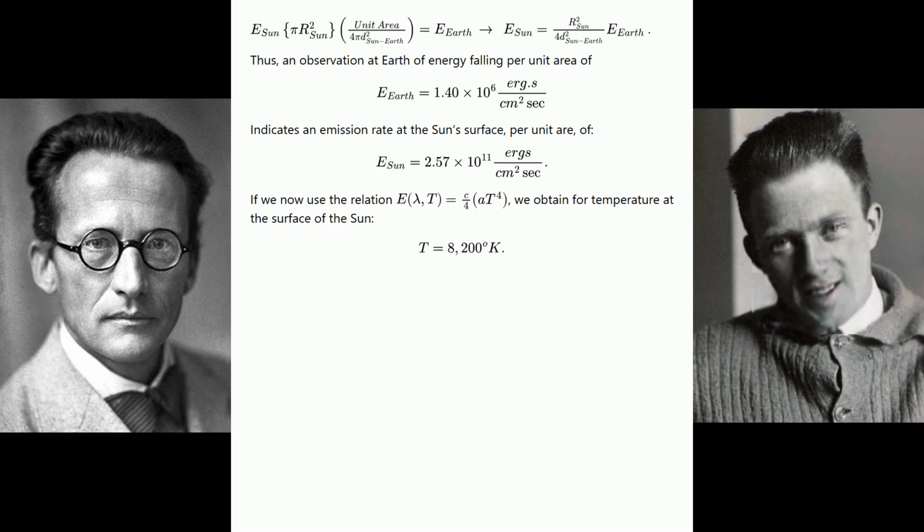Thus, an observation at Earth of energy falling per unit area of, see the next equation, indicates an emission rate at the Sun's surface, per unit area, of, see the equation. If we now use the relation E(λ, T) equals C over 4 times (A T to the 4th power), we obtain for the temperature at the surface of the Sun, see the next equation.